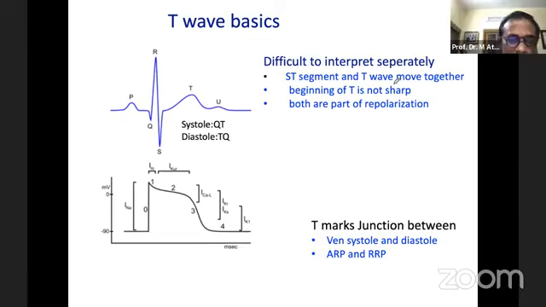And the beginning of the T wave is not sharp, because you see the ending of the ST segment and the beginning of the T wave in most situations is not sharp. It is just an approximation that this is the beginning of the T and this is the end of the ST segment. So this is another problem, and this is a reason why it is difficult to interpret.